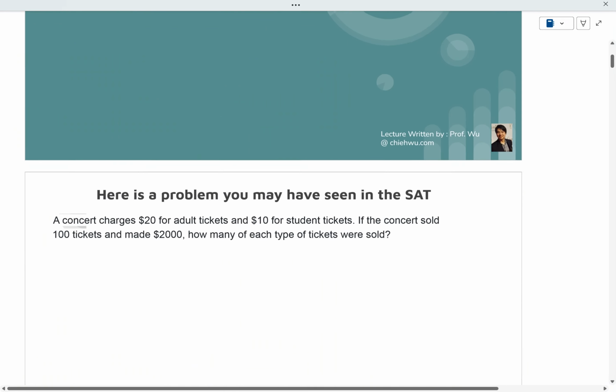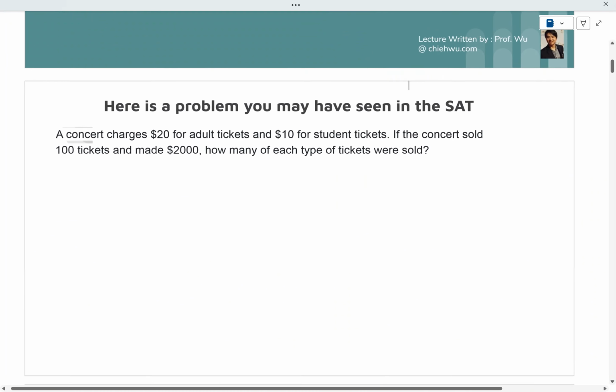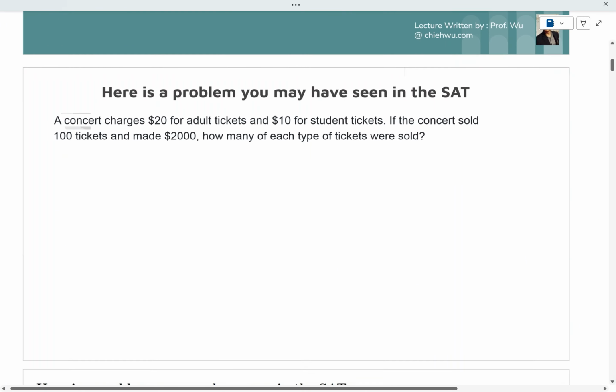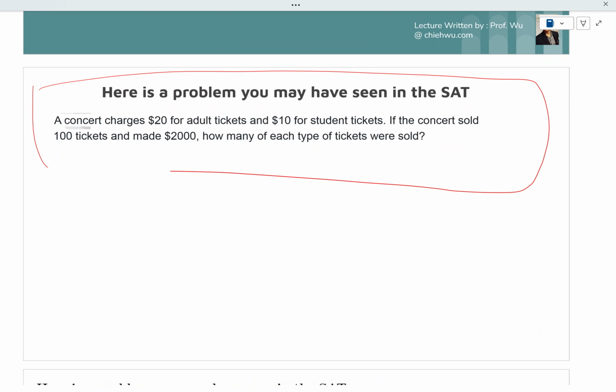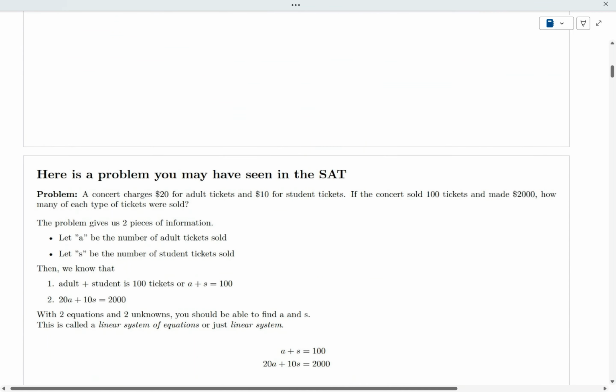So here's a problem. Why don't you take a second and look at this problem that you probably have seen in the SAT? All right. Basically, this type of problem is the kind of problem that Gaussian elimination is good at solving. Let's look at how we would solve this traditionally.